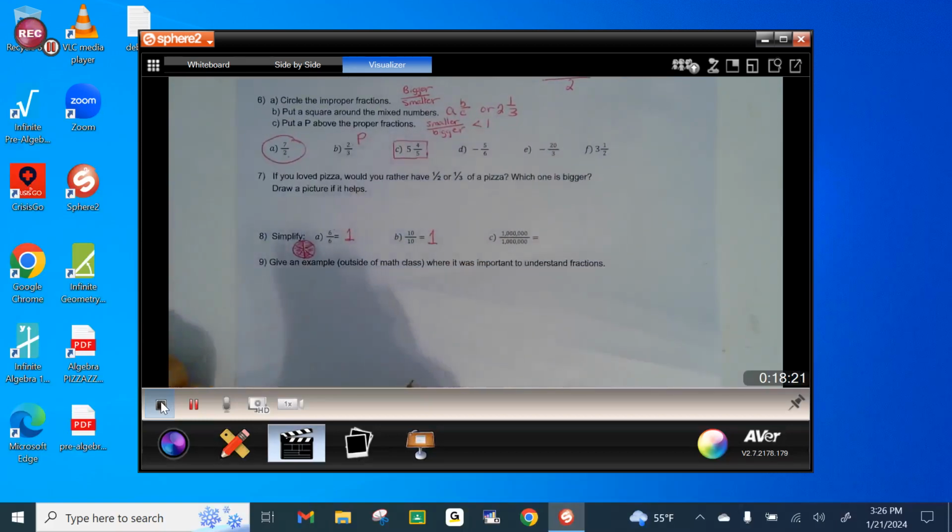You do C. And then I'd like you to think about an example outside of our math class where it is important to understand fractions. Where have you seen fractions before? Where do you think they might be useful, or where do you think you've used them before?